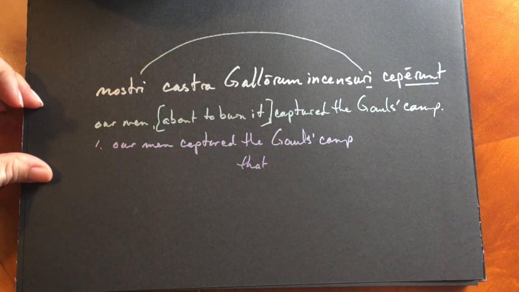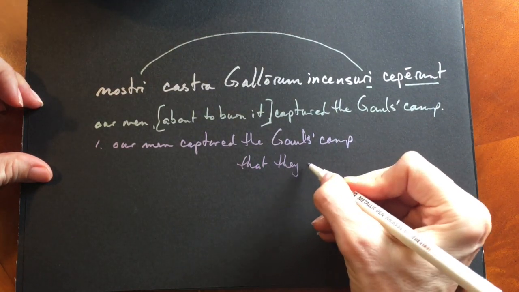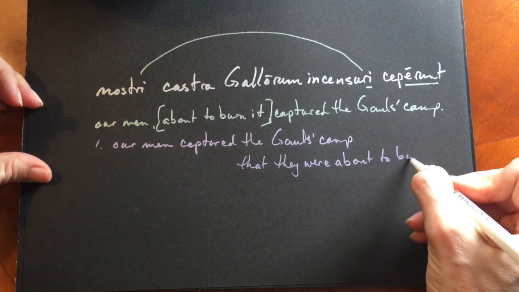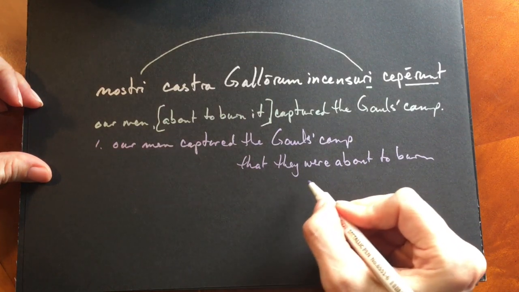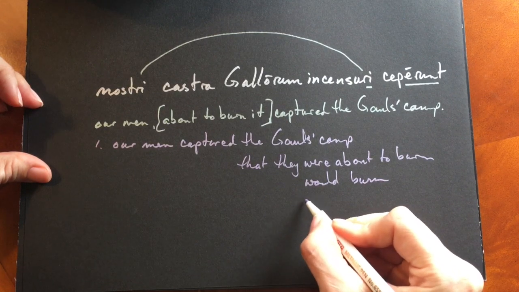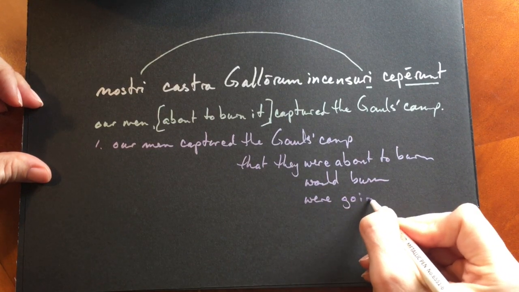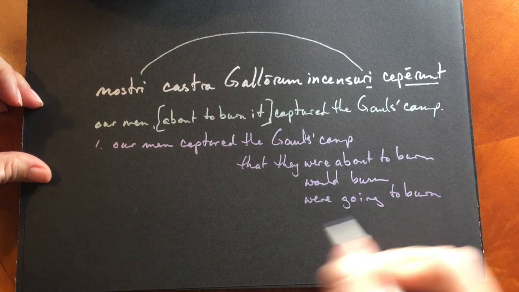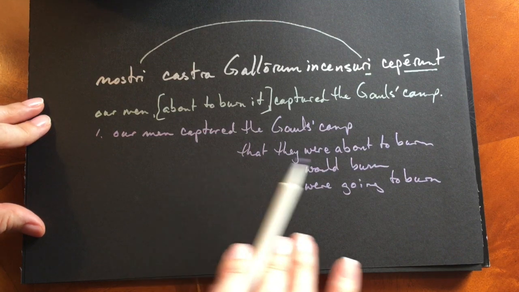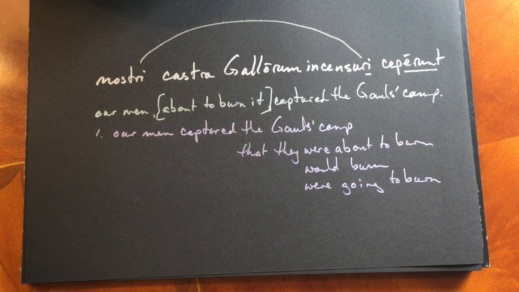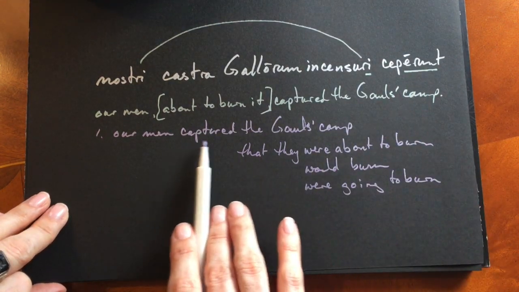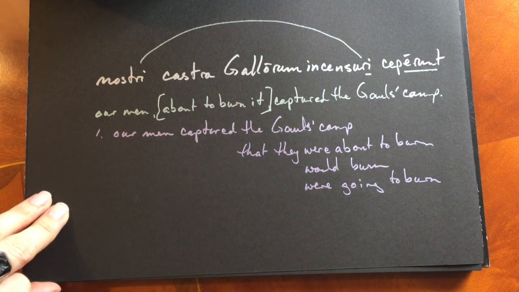We can use our relative, that they were about to burn, that they would burn, that they were going to burn. So they captured the camp that they were going to burn. So remember, we've got to express it so that the capturing happens before the burning.